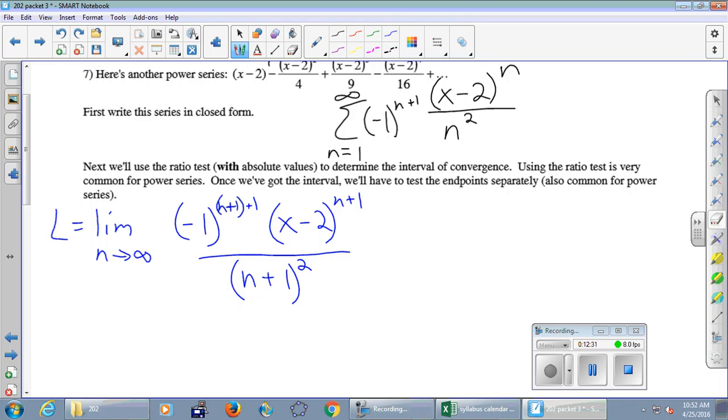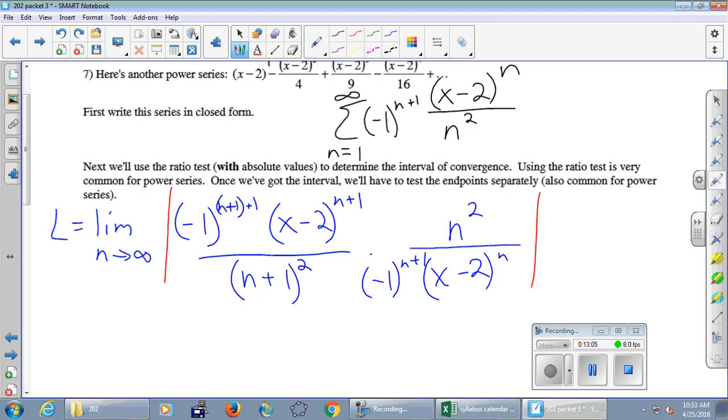Okay, there's that guy. And then we divide it by the current term, but let's just go ahead and save some writing and immediately flip it over with a multiplication. So flipping this guy, n squared on top, x minus 2 to the n on the bottom. I'll put the -1 to the n plus 1 down here, but it doesn't much matter where that guy is. So it turns out it's really important for us to put absolute value when we do the ratio test on power series. That hopefully will become clear in just a couple of minutes, but we'll include it every time.